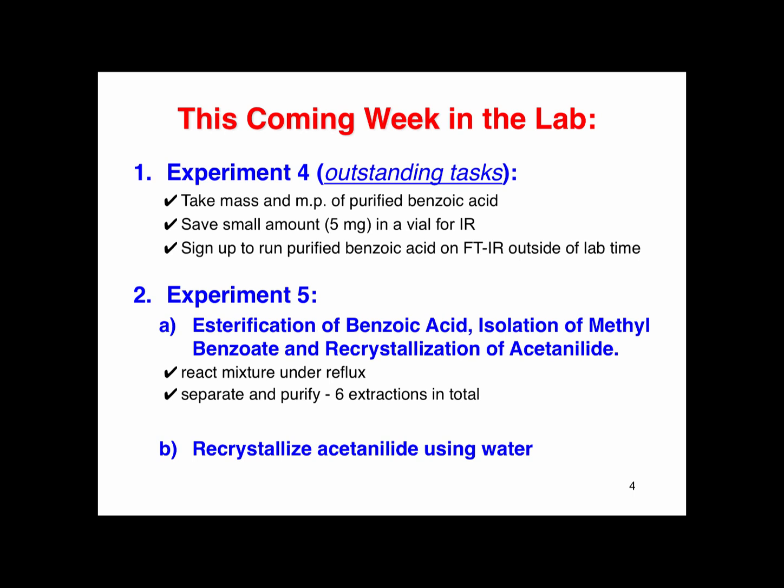For experiment 5, you're going to do the esterification of the benzoic acid. Then you're going to do solvent-solvent extraction, working up the reaction mixture and so on to isolate your methyl benzoate ester product. And kind of as a separate operation, you're going to do the recrystallization of the acetanilide. Okay.